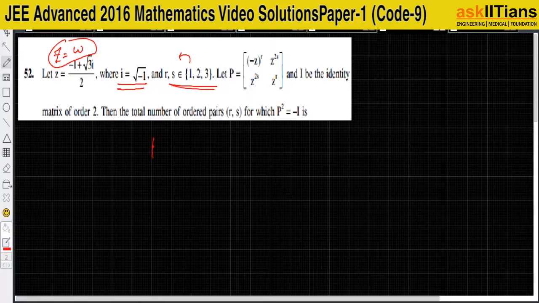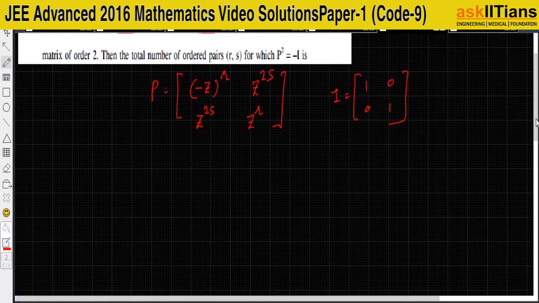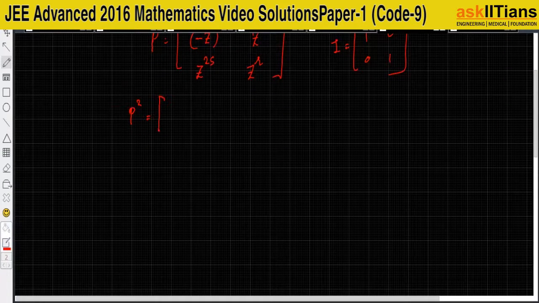Now P is a 2 cross 2 matrix that's equal to [minus Z power R, Z power 2S; Z power 2S, Z power R], and I is the identity matrix of order 2. So I is nothing but [1, 0; 0, 1]. Now the total number of ordered pairs (R, S) for which P square is equal to minus I, minus the identity matrix, right? So let's find out P square. We need to multiply this matrix twice.